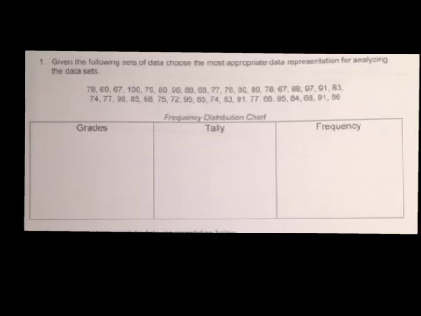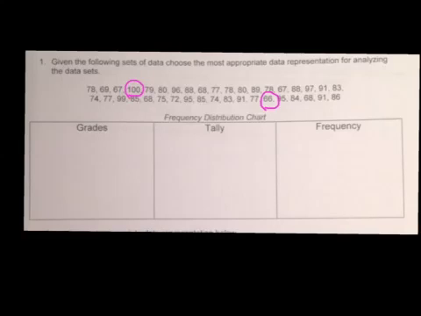Here's question 1. And in third period, we kind of got it set up and started. In eighth period, we didn't have a chance to get it set up. So the first thing you need to do is identify your lowest and highest number. And if you look in this, the lowest number is 66 and the highest number was 100.